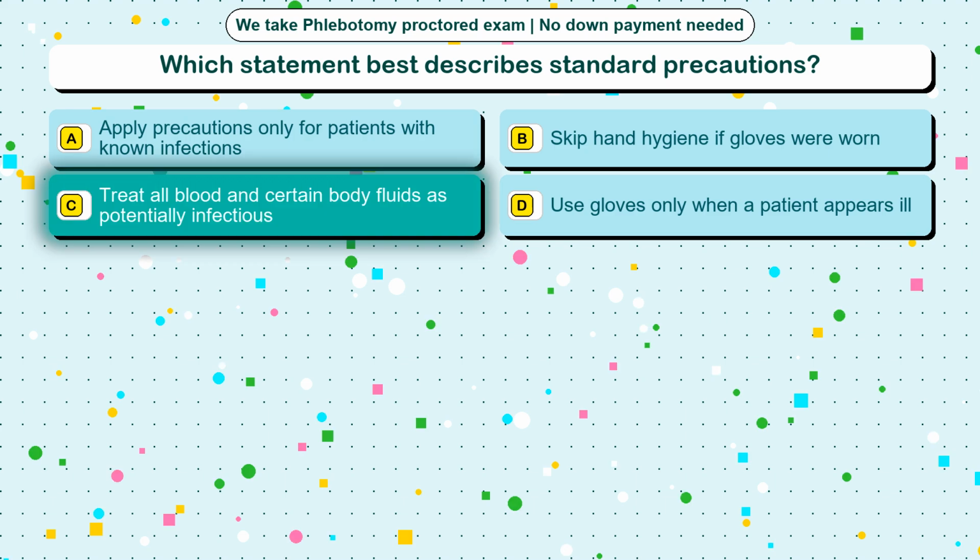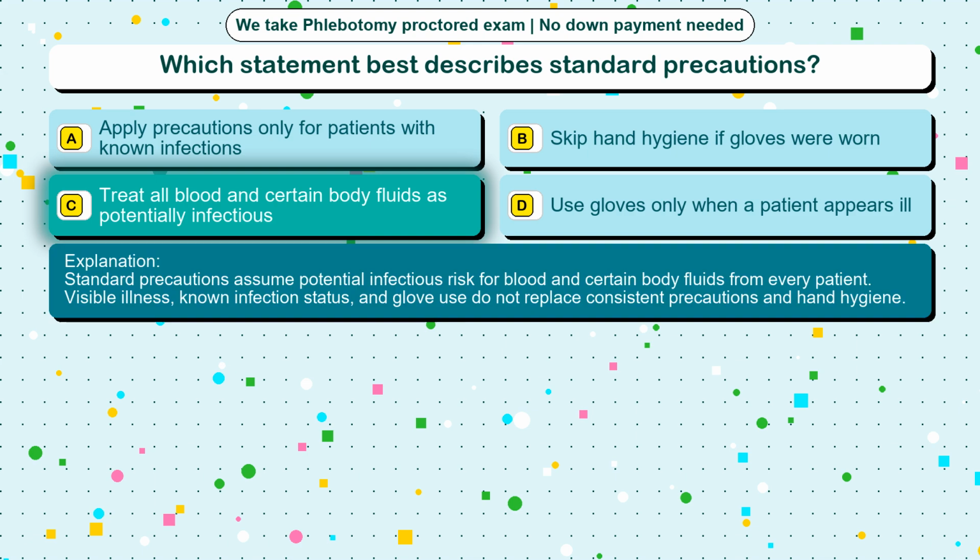The correct answer is option C. Treat all blood and certain body fluids as potentially infectious. Standard precautions assume potential infectious risk for blood and certain body fluids from every patient. Visible illness, known infection status, and glove use do not replace consistent precautions and hand hygiene.